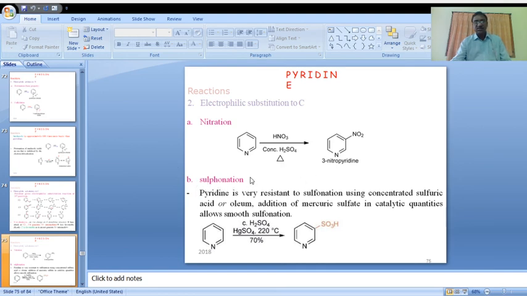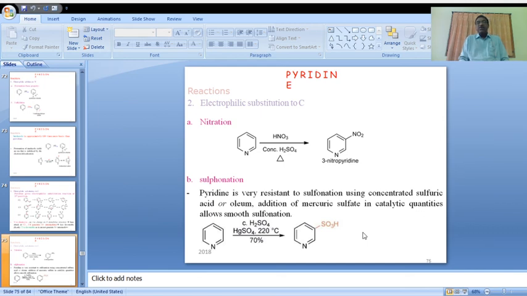Now let us go to another example, sulfonation reaction. Here, in sulfonation, the electrophile SO3H attacks the same C3 position. First, we'll discuss this reaction. Pyridine is very resistant to sulfonation, using concentrated sulfuric acid or oleum. We can also use oleum.